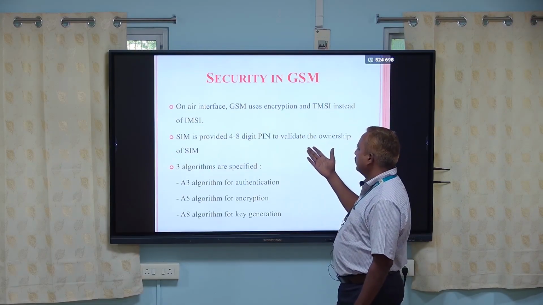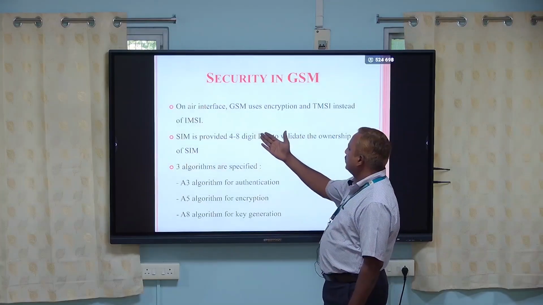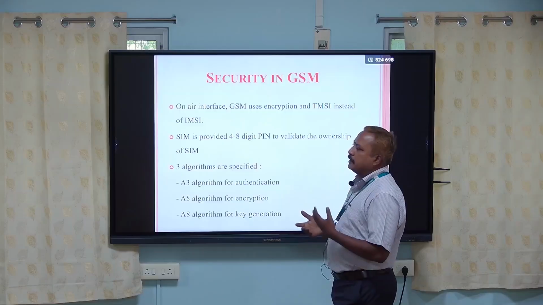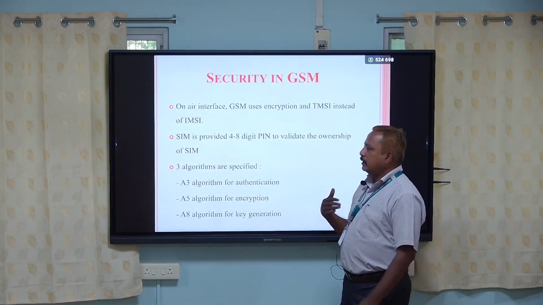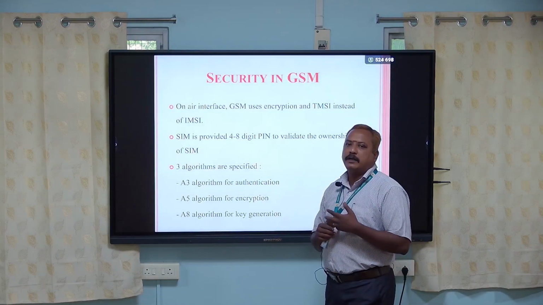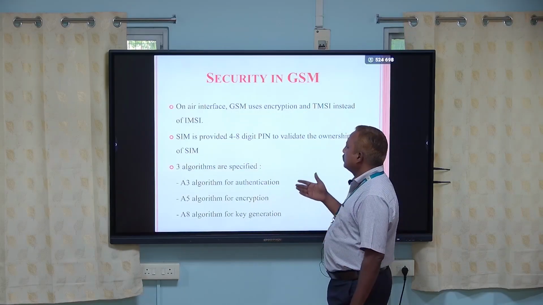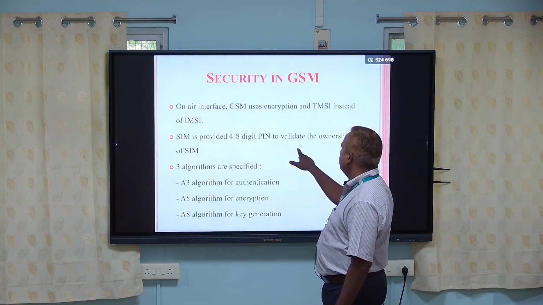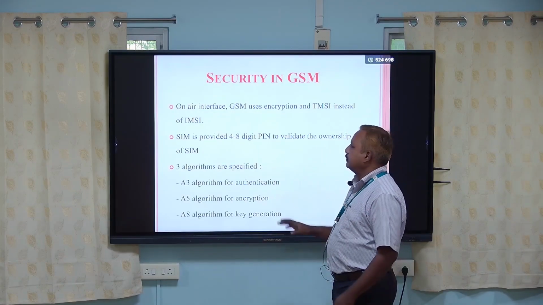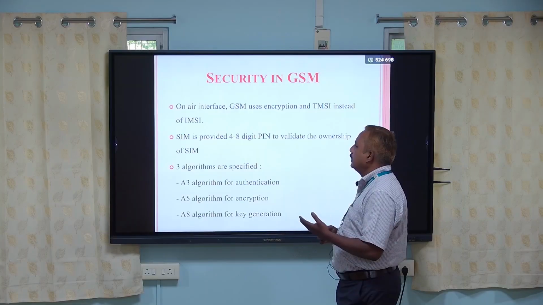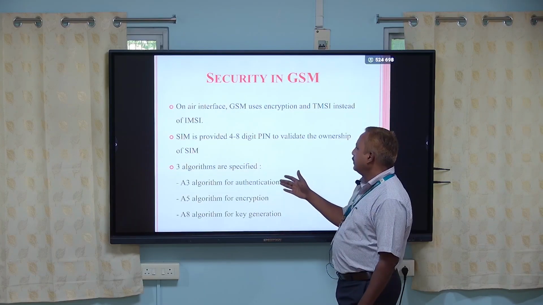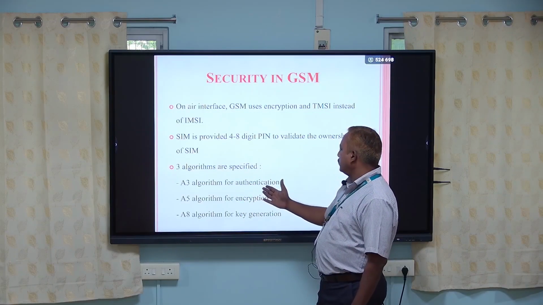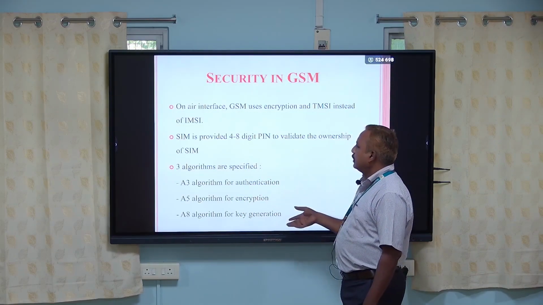The security, what is the security? Other persons cannot use it. On the air interface, GSM uses encryption. We know that we need encryption for data transfer. Even for voice calls, data and SMS, everything needs encryption. Only through encryption is the data transferred. The SIM provides a 4 to 8 digit PIN to validate the ownership of the SIM. Except the owner, others should not use the SIM if we are having the digital PIN. And the algorithms used for authentication, encryption and key generation are available here.